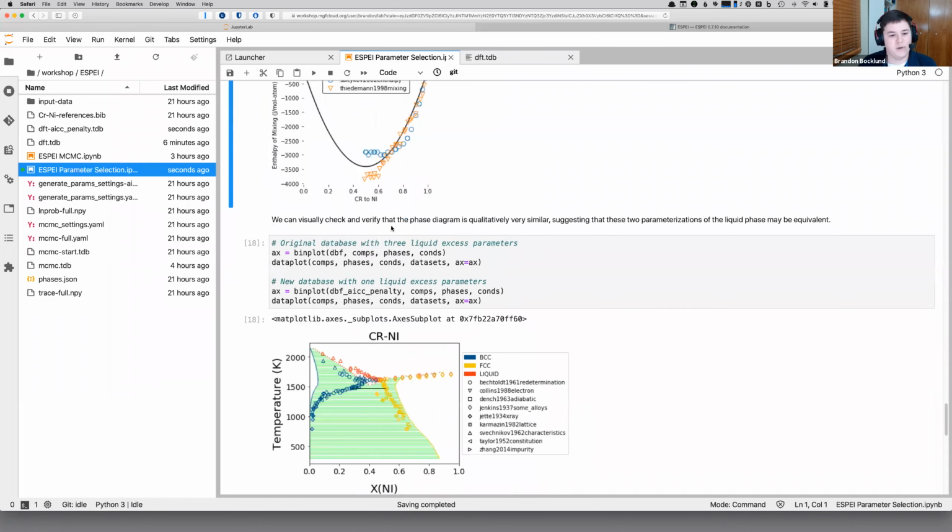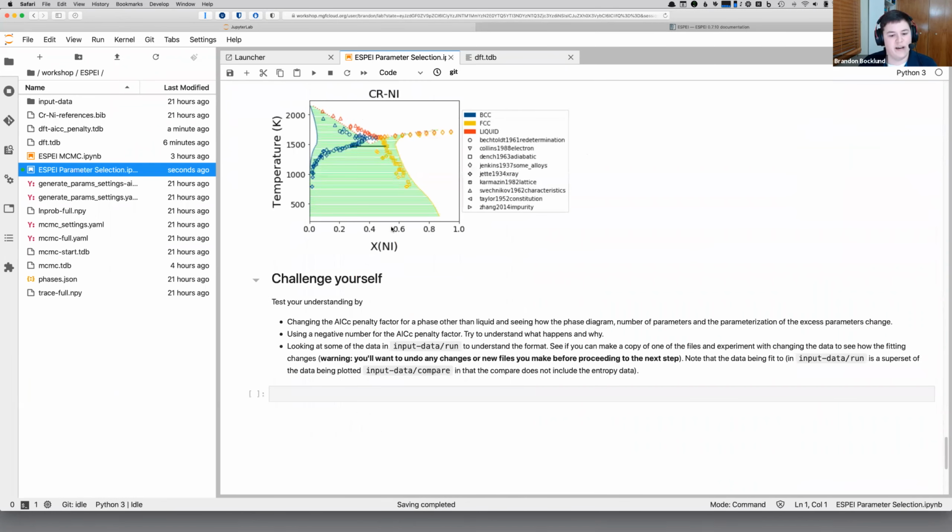And so that's all I want to say about parameter generation for now. We have some challenges here, but just for the interest of time, I want to keep moving. Does anyone have any questions here before we start talking a little bit more about the MCMC?